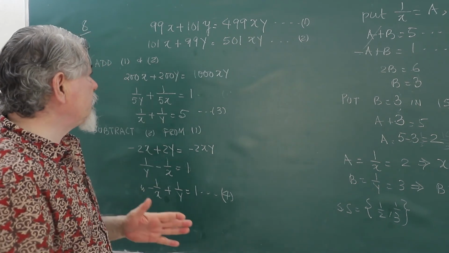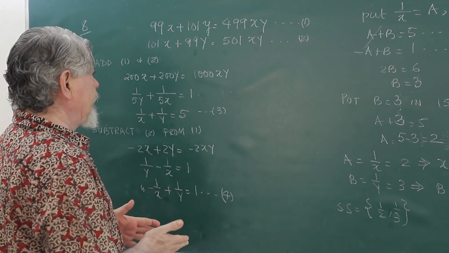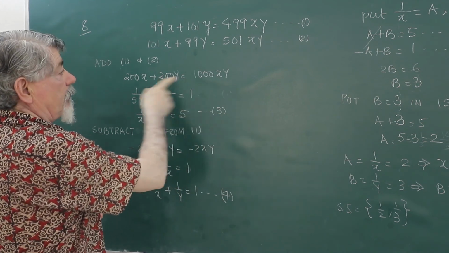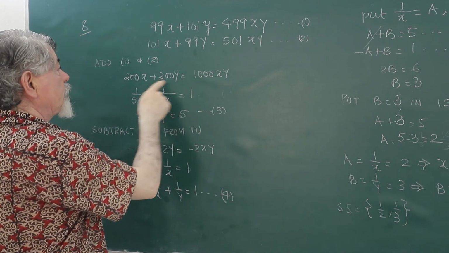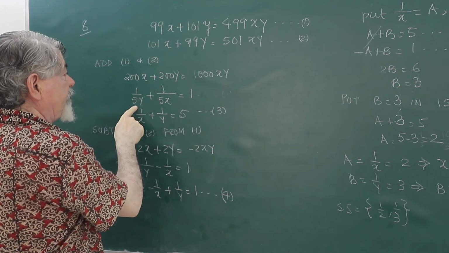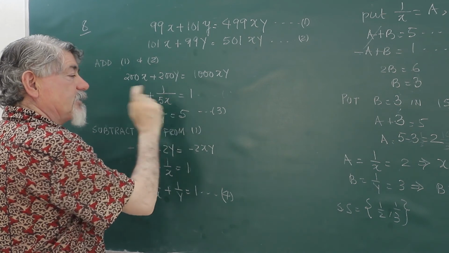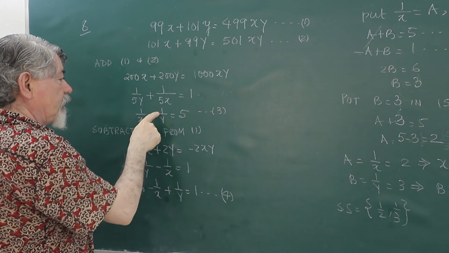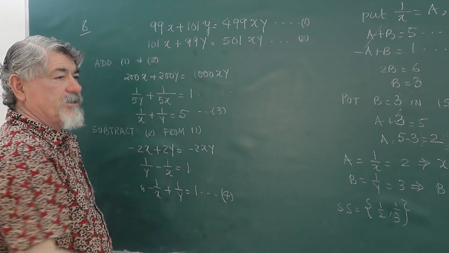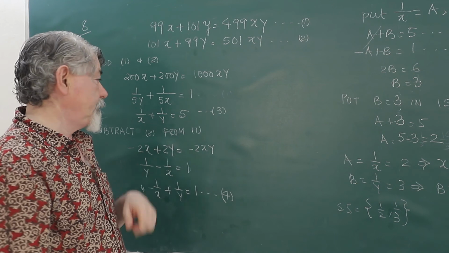Now what I do is, I divide the whole thing by 1000xy. When I divide the left side by 1000xy, I get 1 upon 5y plus 1 upon 5x is equal to 1. I simplify it by doing 1 upon x plus 1 upon y, and 5 I take to this side. I get equation 3.